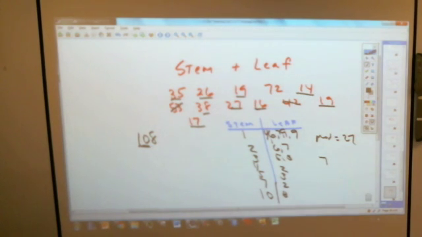Parker, are you confused? Circle graphs, pie graphs, enough of that.